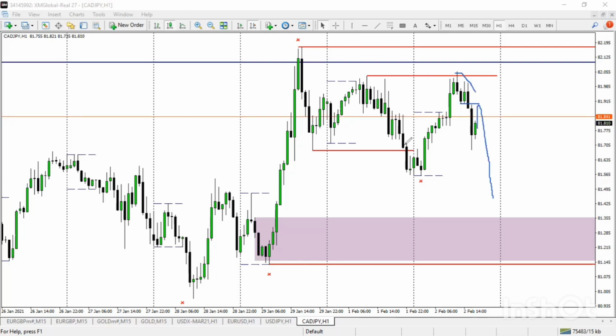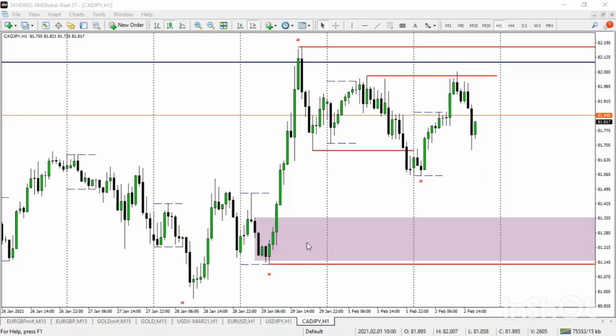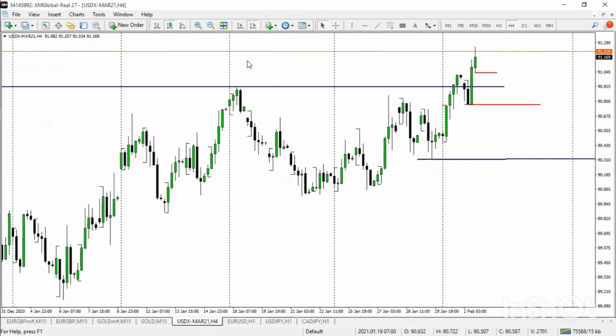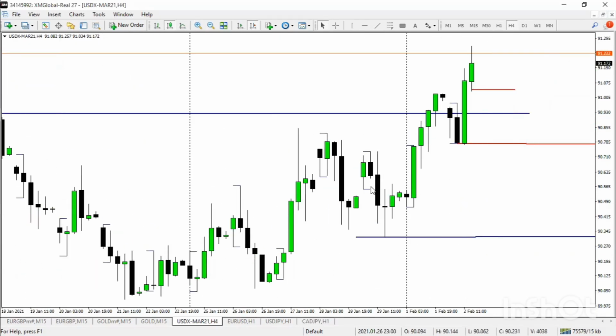Then price comes down. As long as they are done with this high here, we are going to have a return to order block. Then price comes down, target this low, and even these areas here. That's for this pair. Let's go to USD index.